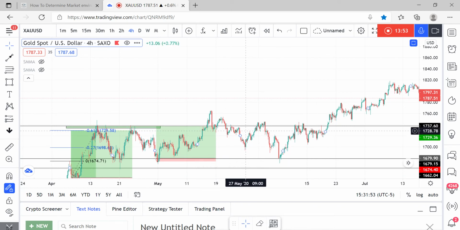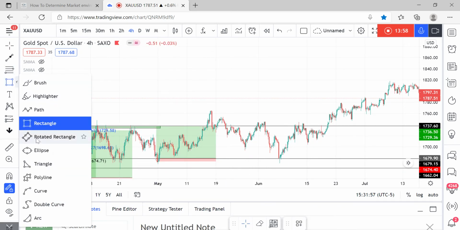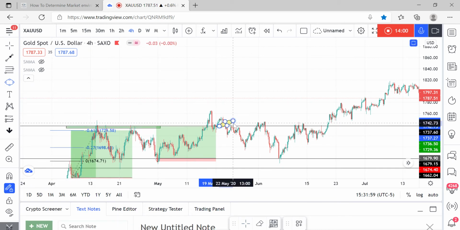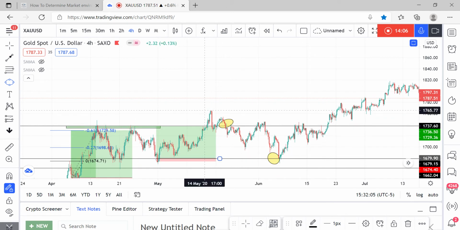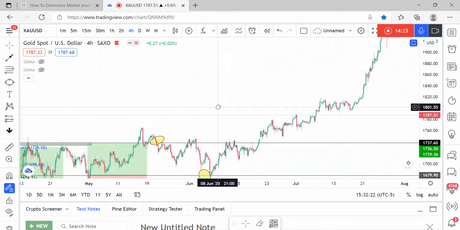Now we got price still playing the zone. So every time price comes right here, you're looking for a sell. Every time price comes right here, you're looking for a buy. So that's basically what buy the lows and sell the highs means. You're selling the highs, I meant, and you're buying the lows every time. You're buying the lows, you're selling the highs.